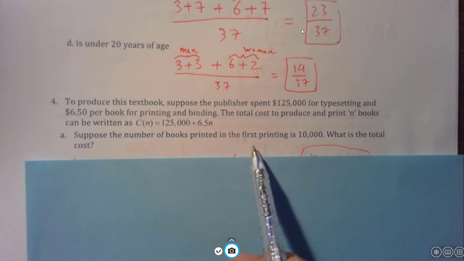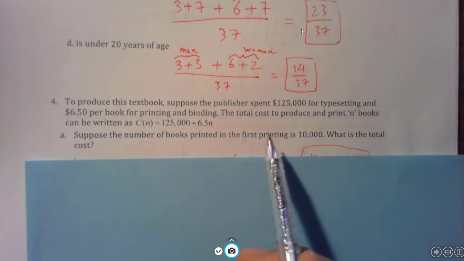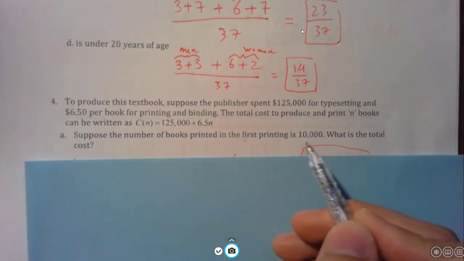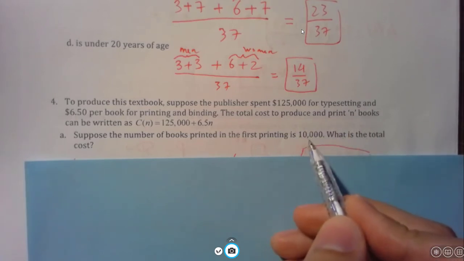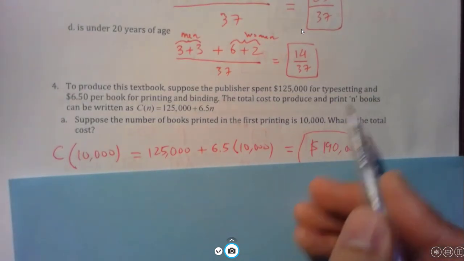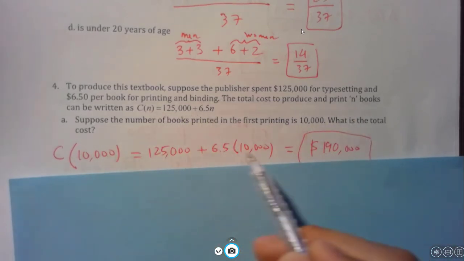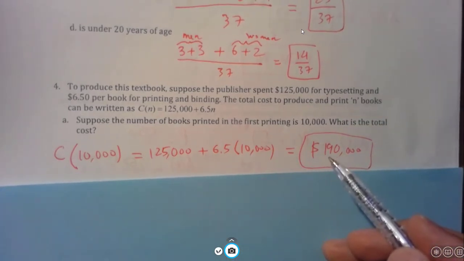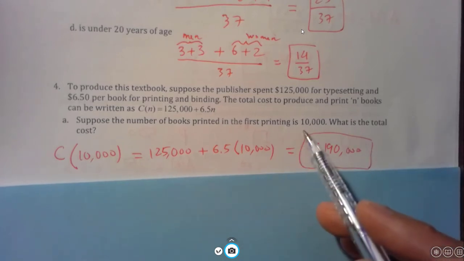Now, question A, suppose that the number of the books printed in the first printing is 10,000. What is the cost, right? So we have 10,000 books, and now we are looking to find what is the cost to make these 10,000 books. Okay, so this is 10,000 books, which is the number of n. So 10,000 goes to the n. Anywhere you see n, you plug in 10,000, and that should be $190,000 to make 10,000 books.